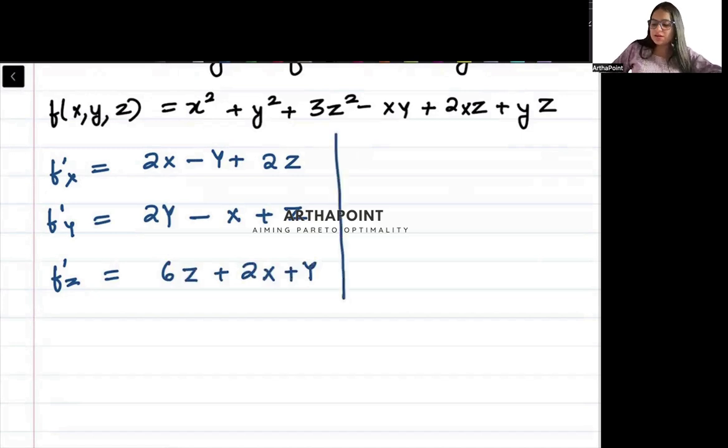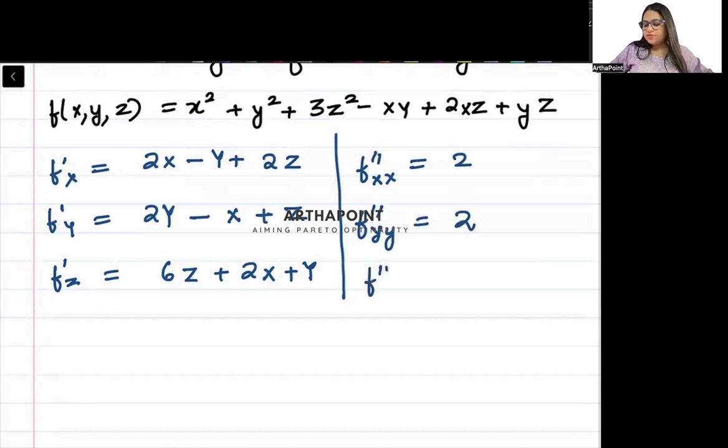You will go ahead and double differentiate this with respect to x. So you will get 2. Double differentiate this with respect to y. So you will get 2. Double differentiate this with respect to z. So you will get 6.